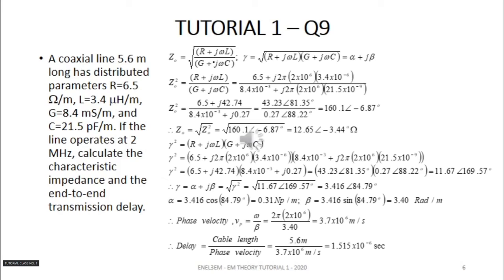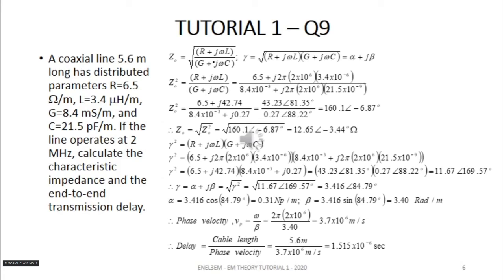Let me just say something small about end-to-end delay. You see, a signal enters the coaxial line at one point and it exits 5.6 meters later, which means it has to travel over a distance of 5.6 meters. That is where the delay comes from. And to determine that delay, we'll have to get the phase velocity of the wave inside this particular medium. And of course, from the phase velocity and the length, we should be able to get the delay in seconds.